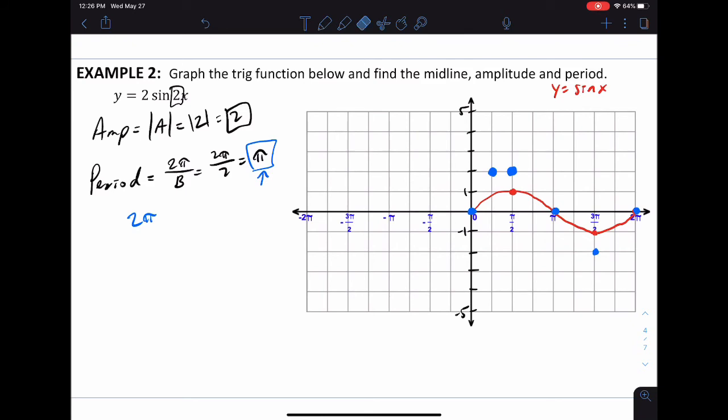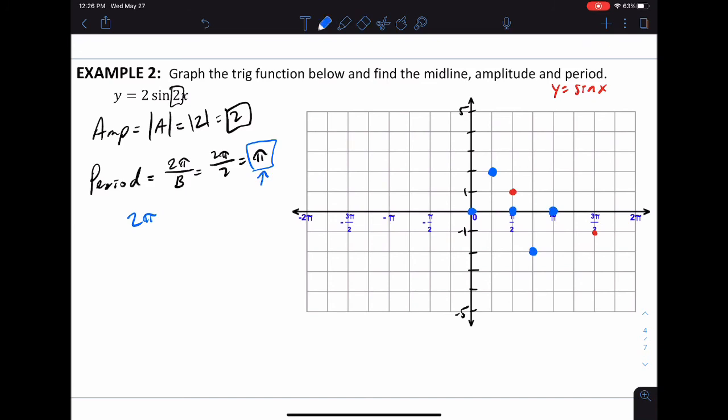Okay. This dot right here, which used to be at pi, is now going to be at pi over 2 because it's half as long now. So let me erase this. This dot here is going to be here. And the last dot is going to be here. This whole graph is going to be over by pi over 2.